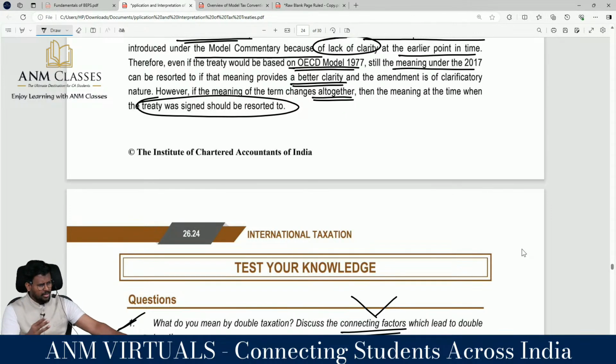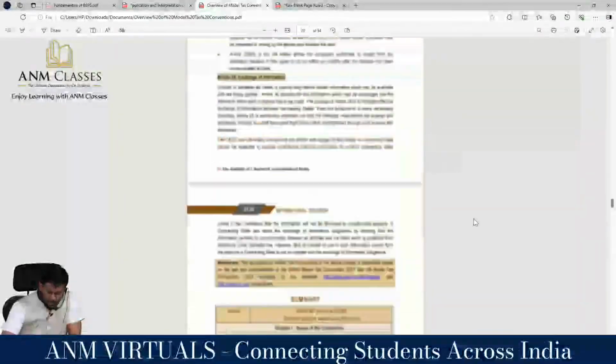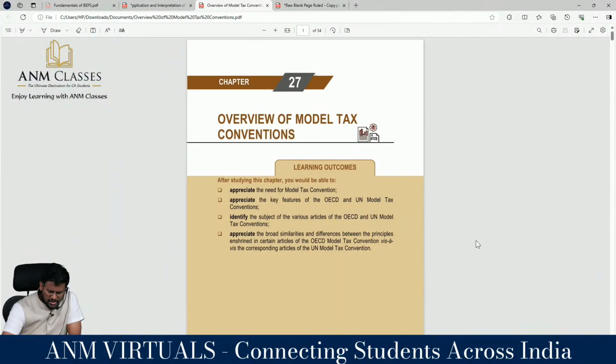We have 3 chapters. Number 1, application and interpretation of tax treaty. Fundamentals of BEPS, overview of model tax convention. From tomorrow onwards at the same time we'll be doing BEPS and the overview of the model tax convention, because nearly 32 clauses are there in it. We can't do all in one stretch. So we'll be doing at least 5 clauses per day.